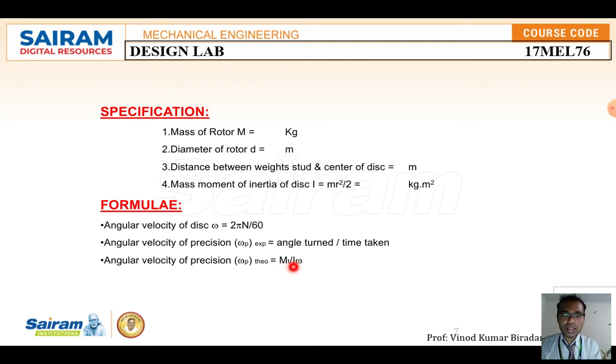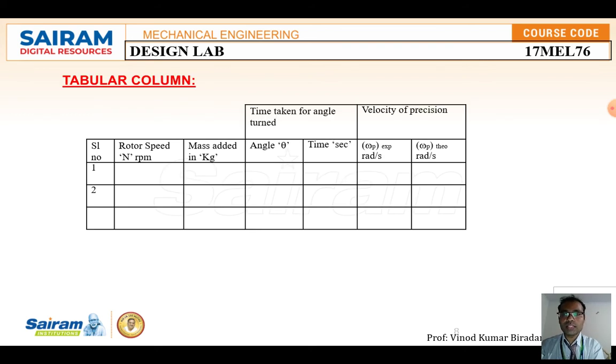The theoretical angular velocity of the precession is equal to M t divided by I omega, where M t is the turning moment and I omega is the moment of inertia times the angular velocity. With the help of these values you need to calculate both the theoretical and the experimental values, then compare them. That is the result of this gyroscope experiment.